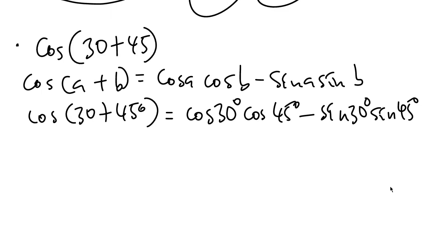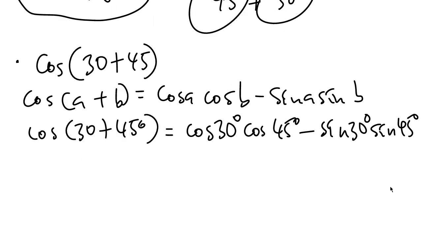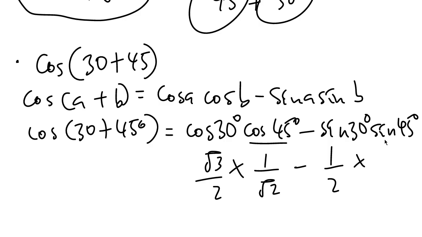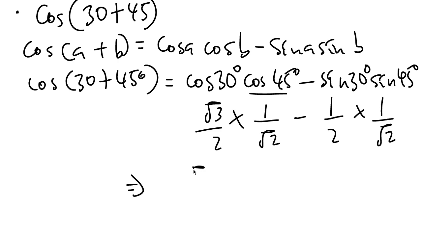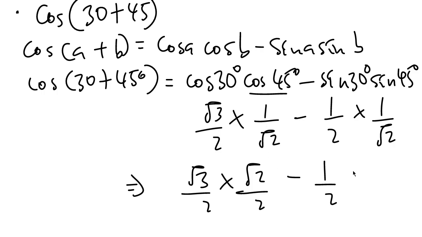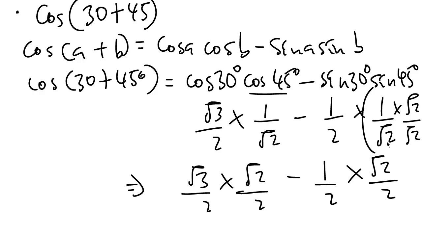And then if you've mastered the angles, you know that cos 30 is root 3 over 2. Cos 45 is what? 1 over root 2, which is still root 2 over 2. And then negative sine 30 is half. Sine 45 is 1 over root 2, which is still root 2 over 2 by rationalization. So we can write this as root 3 over 2 times root 2 over 2, which is 1 over root 2, minus 1 over 2 times 1 over root 2. That is what? Root 2 over 2, because if we rationalize, it's going to be times root 2 over root 2, and root 2 times root 2 is what?